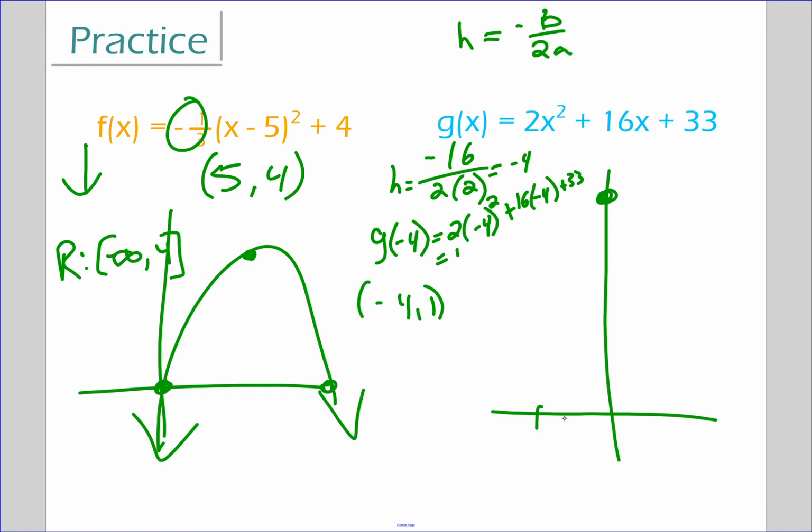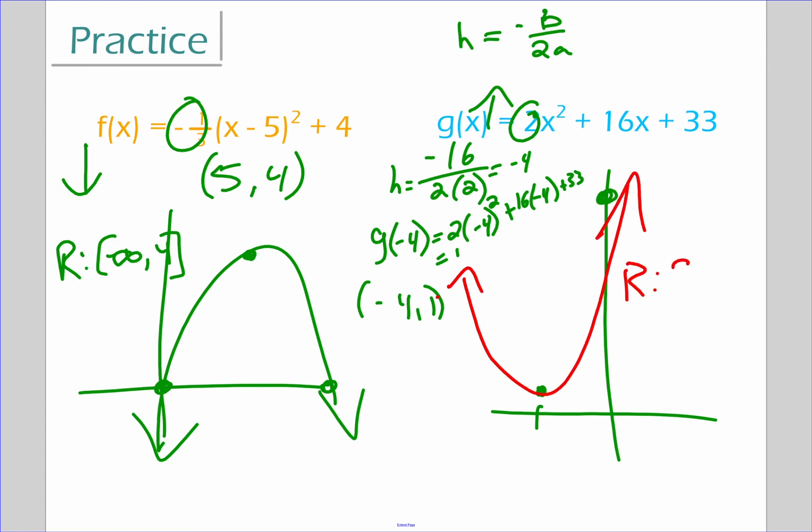So we got negative 4, 1 right here. I already have another point, but I know it's concave up because it's got a leading coefficient that's positive. So my graph is going to look something like this. I can tell you that the range is from 1 to positive infinity, and then it has no real zeros. The two solutions here are both going to be complex.